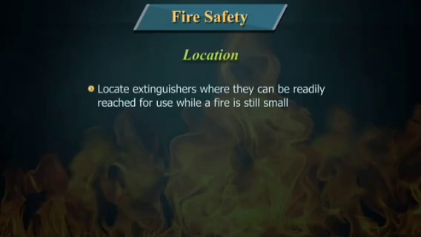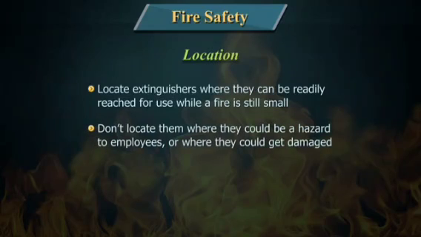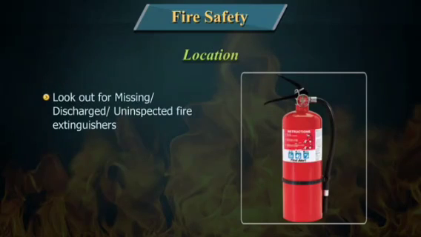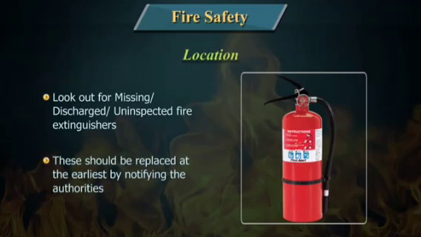Class D fires are the least common type of fires that can occur in a laboratory. Location. Locate extinguishers where they can be readily reached for use while a fire is still small. However, don't locate them where they could be a hazard to employees or where they could get damaged. Look out for missing or discharged or uninspected fire extinguishers. These should be replaced at the earliest by notifying the authorities.